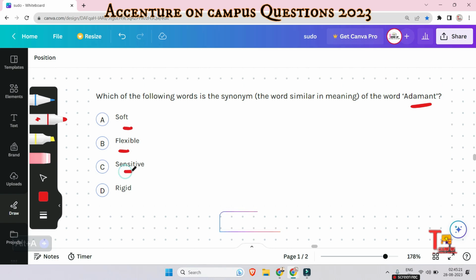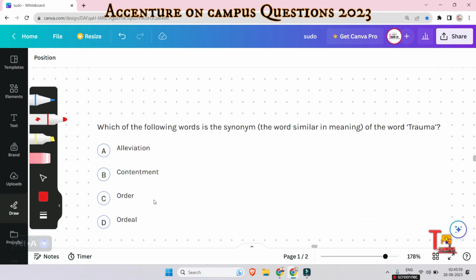And sensitive is having heightened awareness or responsiveness to stimuli, emotions, or situations. And the meaning of rigid is inflexible or resistant to change. It implies a lack of adaptability. So what is similar to adamant? Rigid is actually quite similar to adamant. This is firm, unyielding, right?